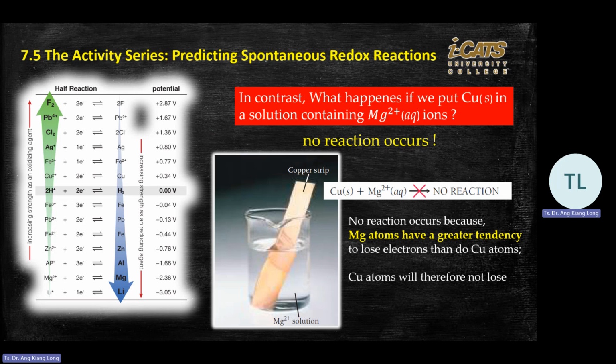So this is the expected answer if no reaction. Why is there no reaction? Because the element A atom has a greater tendency to lose electron than the element B. This is the standard answer we're looking for. If there is a reaction, you also need to tell me why, because some element has a greater tendency to release or lose electron. This is the keyword to score, the highlighted yellow line, based on this table.